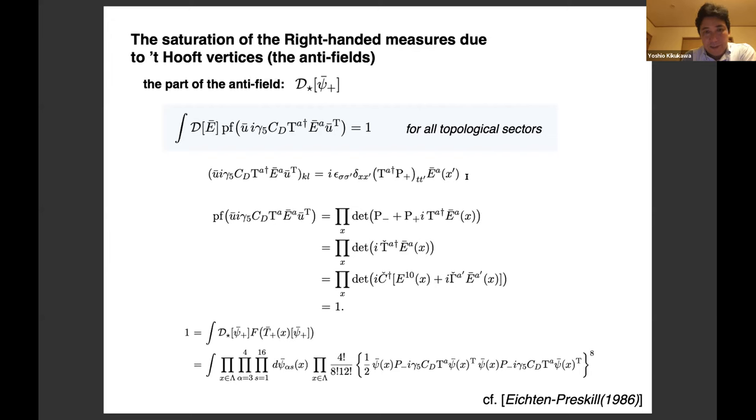Then you can compute the Pfaffian explicitly, and we can see that the Pfaffian is actually independent of the background spin field. Actually it is unity. So the right-handed anti-field part of the measure is actually saturated. And this is nothing but the result by Eichten-Preskill with the naive Weyl fermions. The right-handed anti-field is just the same as the Eichten-Preskill result. So this is easy.